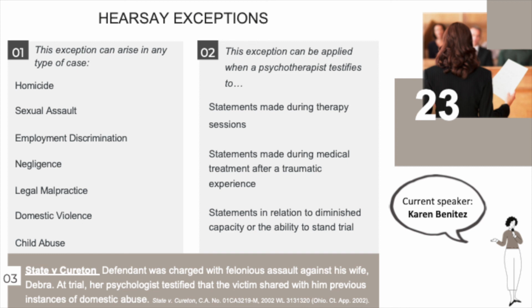Now let's take a look at a case from Ohio that applied the exception. In State v. Curtin, the defendant was charged with felonious assault against his wife, Deborah. At trial, her psychologist testified that she shared with him previous instances of domestic violence, including pushing, grabbing, and hitting. As a result of this abuse, the psychologist diagnosed her with depression and anxiety. The court held that the testimony was admissible under the Federal Rules of Evidence, Rule 803(4), because the statements regarding the abuse were necessary in order for the victim to receive proper psychological diagnosis.